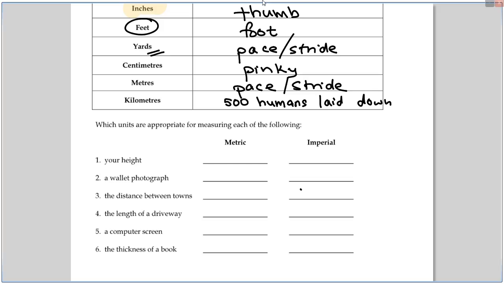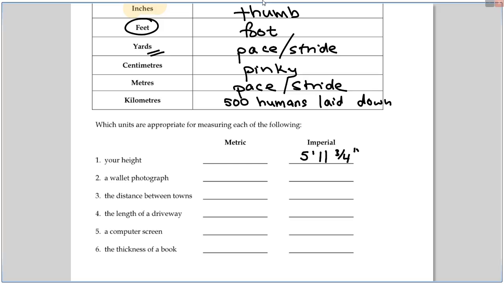Technology. Okay, which units are appropriate for measuring each of the following? This is a nice little exercise on deciding whether it's metric or imperial, and we can get used to these. So your height, everyday life, what do you use for your height? You always use feet and inches. Everybody does it. Your teacher is 5 foot 11 3/4 inches. I'm almost at 6 feet. How much more do I need to be 6 feet? Only 1/4 inch.